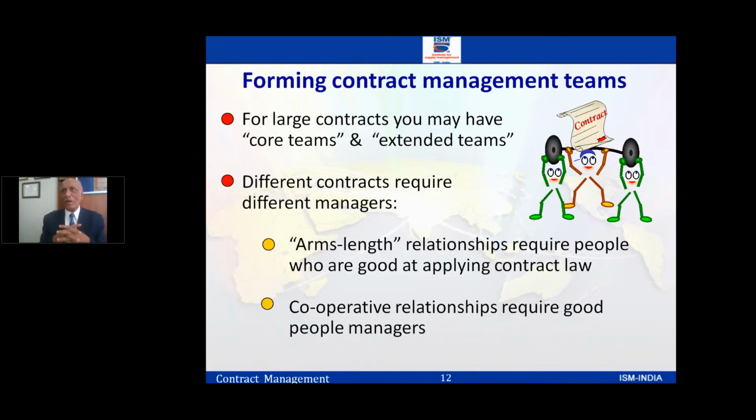Now, how do we form the contract management team? Obviously for a small contract, you're not going to form a big contract team. But for big, complex contracts, certainly you want to form a team, and this team should be cross-functional. That means this cross-functional team is totally empowered to take decisions on the spot. They're not going back and forth with emails and getting the process delayed. And then you need different types of people for different relationships. If the relationship is arm's length, you need one type of people. If you're thinking of a cooperative relationship with the supplier, you need people who are good people managers. So that's where it goes.